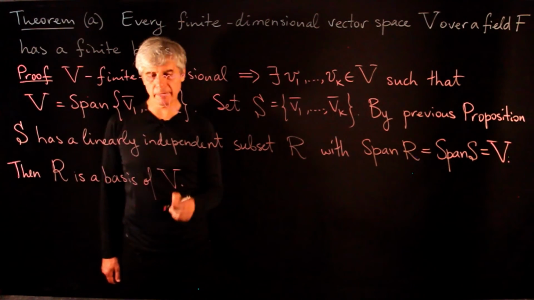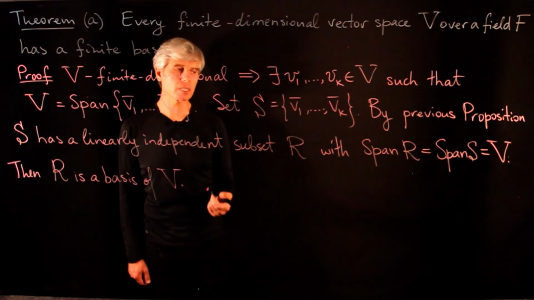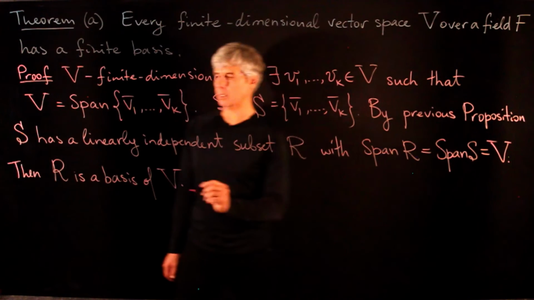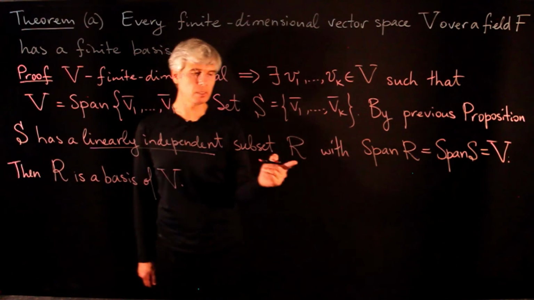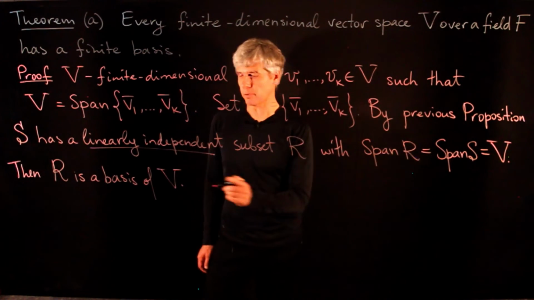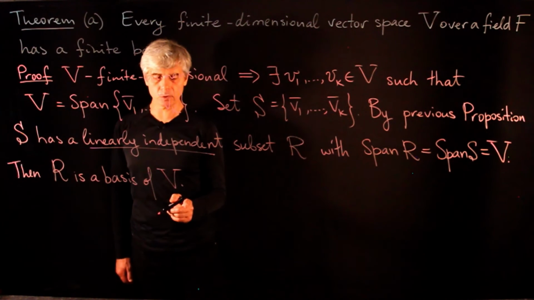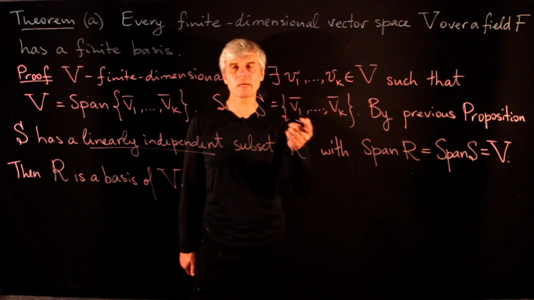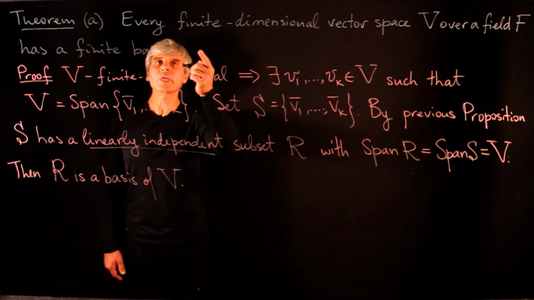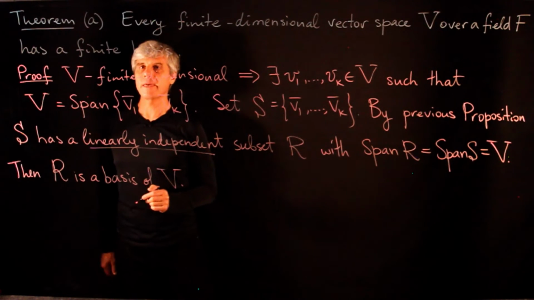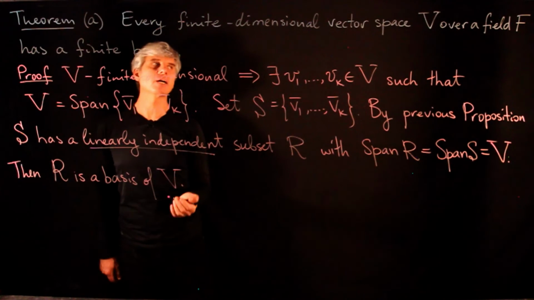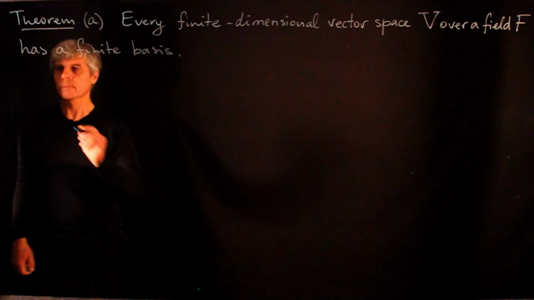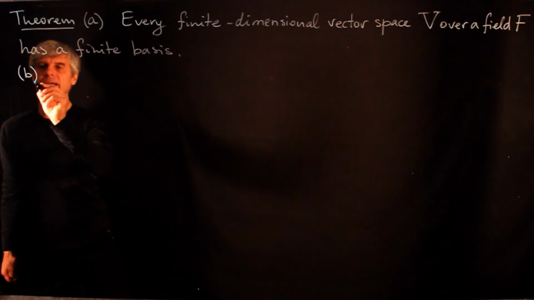Indeed. So what's a basis? A basis is a set of vectors that has two properties. Its span is the whole space, and it's linearly independent. And the set R possesses both of these properties, so it is a basis of V. And of course, R is a finite set because it's a subset of a finite set. And so now we proved the first part of the theorem that every finite dimensional vector space has a finite basis. Now let us look at the second part of this theorem.